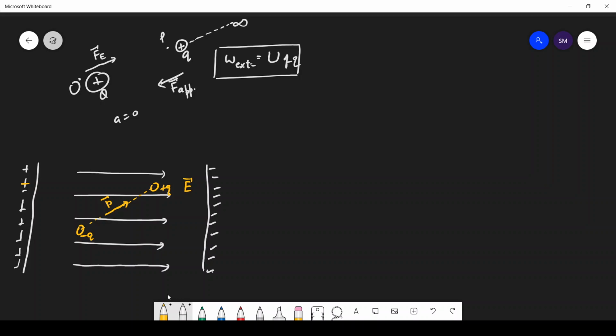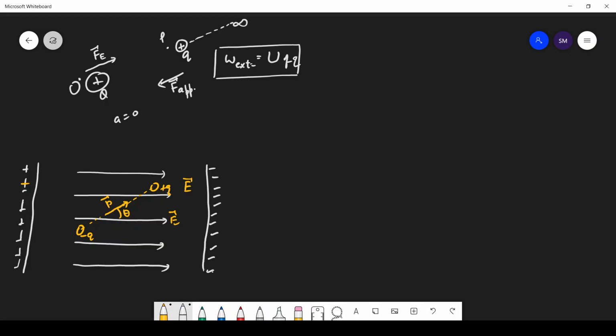Now let this angle be theta between the electric field and the dipole moment. So this is the electric field, and we have the dipole placed in an external field. So I want to find out the potential energy of the dipole in an external field E. So what will be the energy of the dipole?